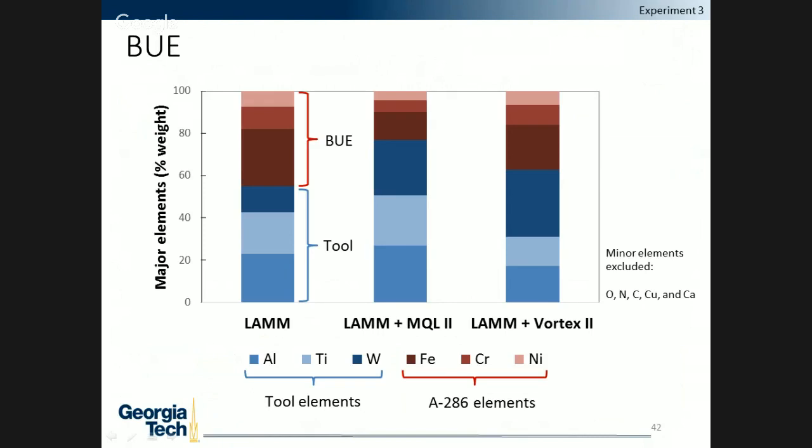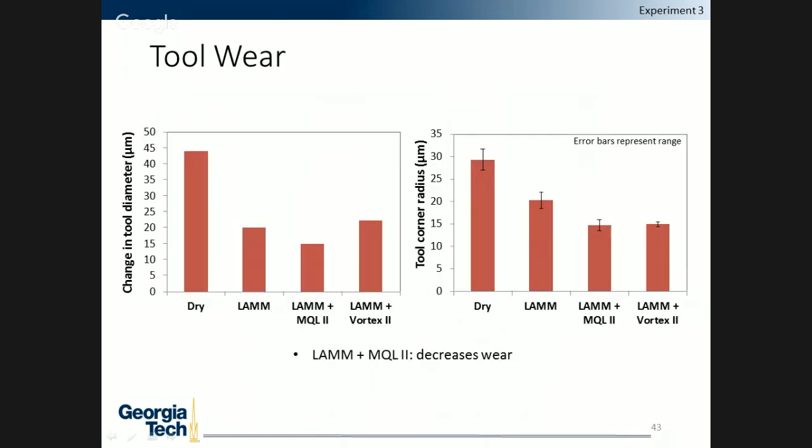And as can be seen under the LAM cutting conditions, there's a significant amount of built-up edge shown by the red bar, and there's less of the tool along the flank side of the tool. With the inclusion of MQL, it greatly reduced built-up edge here, and you can see more of the tool is shown in that EDS analysis. And this just shows the overall comparison. Vortex did reduce built-up edge, but not as much as MQL. To further the tool wear analysis, we again measured the change in tool diameter, as shown.